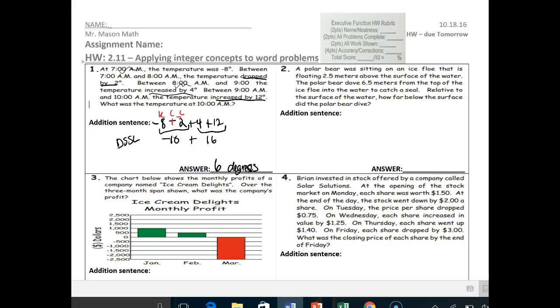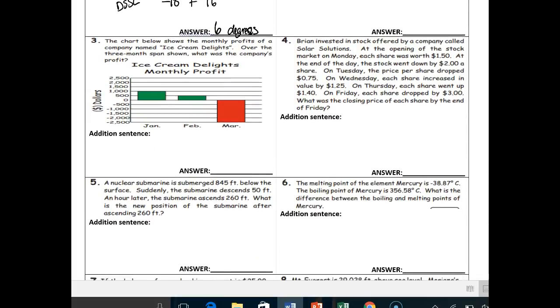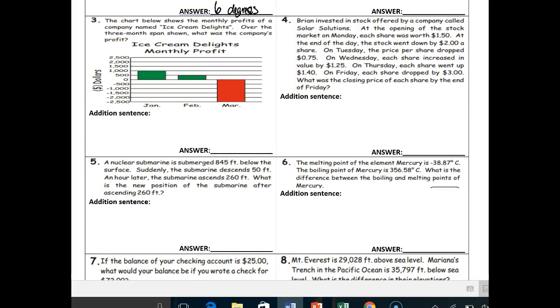Number 3. The chart below shows the monthly profits of a company named Ice Cream Delights. Over a 3-month span, what was the company's profit? So we're going to add up all these numbers. In January, they made $1,000. In February, they made $500. And in March, they had a rough March. They lost $2,500. So KCC.